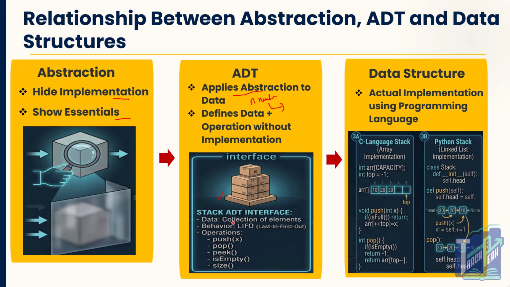If you use stack, it means a collection of elements whose behavior is LIFO, and these are all the operations that can be carried out on these elements. This is ADT. In data structure, the actual implementation is carried out using any programming language, and in the programming language using implementation methods such as array or linked list. So this is the relationship between abstraction, ADT and data structures.